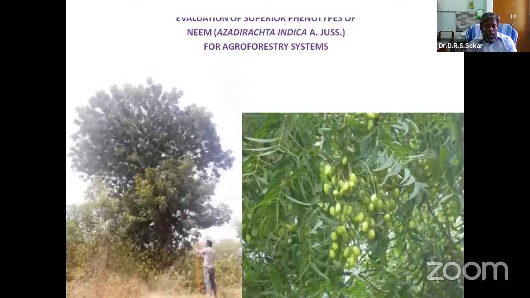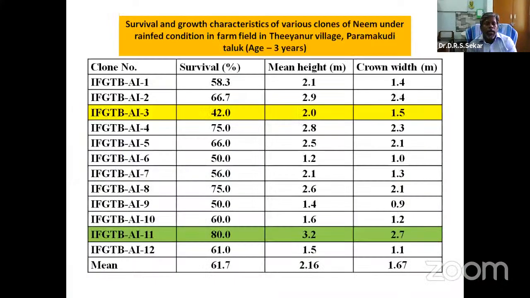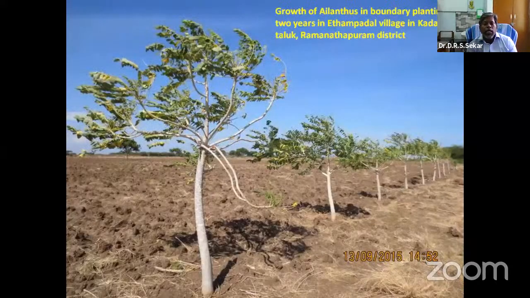Apart from that, Azadirachta indica is another species. With the support of the Neem Network program, we developed very promising neem clones, which we assembled in our own research nursery. There are around 12 high-yielding clones. We have assembled them with IITD 11. This one has 80% survival and a crown width of 2.7. The higher the crown width, the higher the potential of fruit yield. This is another neem clone being tried in Ramanathapuram district along with other crops.